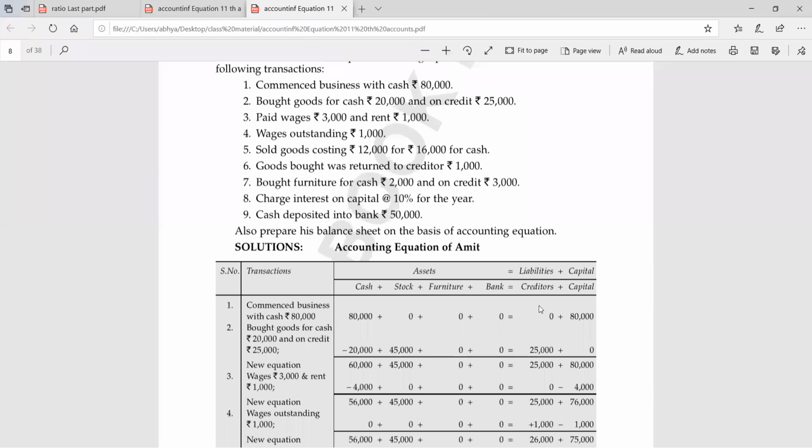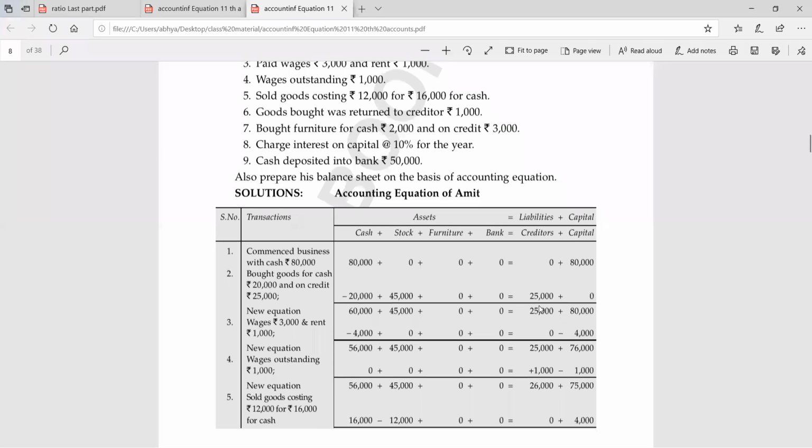So in serial number, you have to write number 1. And in transaction, you can just write the transaction given in the question, in the same words too. So: commenced business with cash, rupees 80,000. Whenever business is commenced, which two accounts will be affected? Cash and capital. Both will be increased. So we have to write 80,000 in cash and 80,000 in capital. In the rest of all the assets and liabilities, we need to write 0 because till now they have not come into existence.